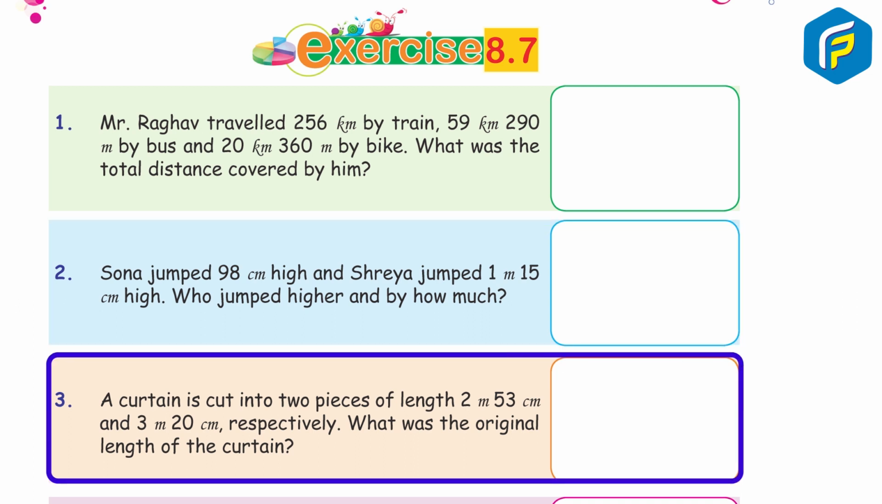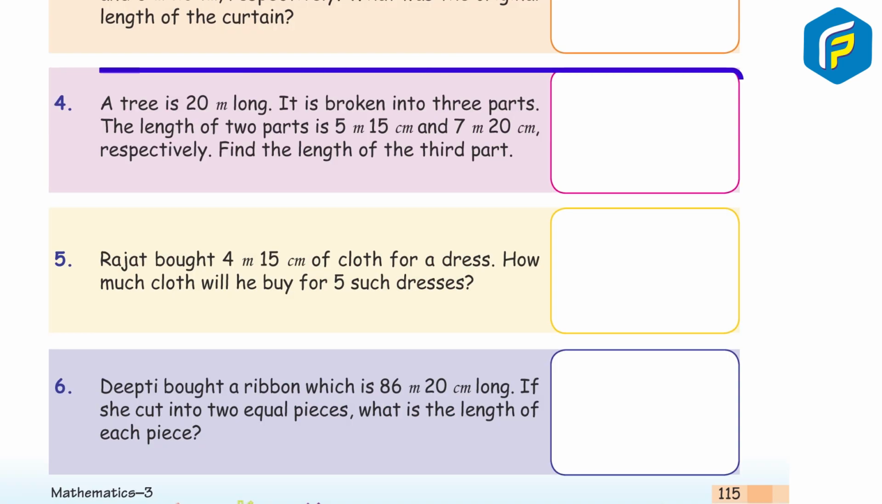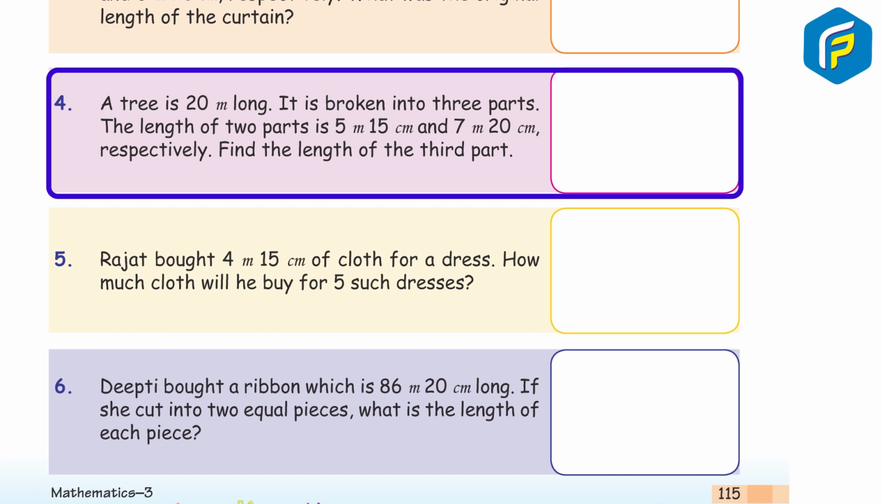Question 3. A curtain is cut into pieces of length 2 meter 53 centimeter and 3 meter 20 centimeter respectively. What was the original length of the curtain? Answer: 5 meter 73 centimeter. Question 4. A tree is 20 meter long. It is broken into 3 parts. The length of 2 parts is 5 meter 15 centimeter and 7 meter 20 centimeter respectively. Find the length of the third part. Answer: 7 meter 65 centimeter.